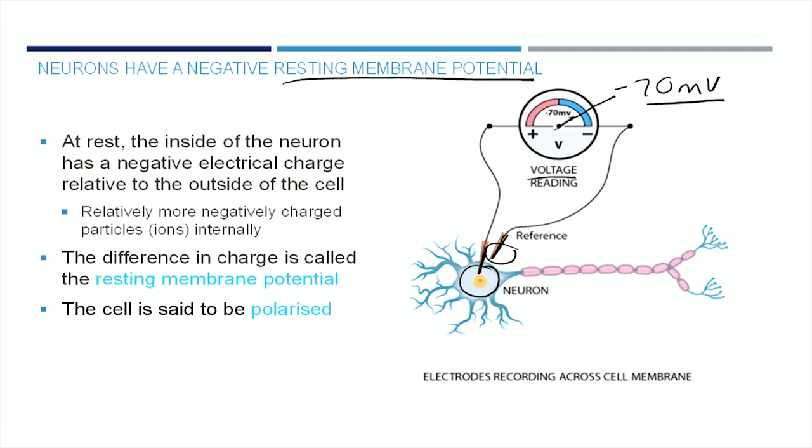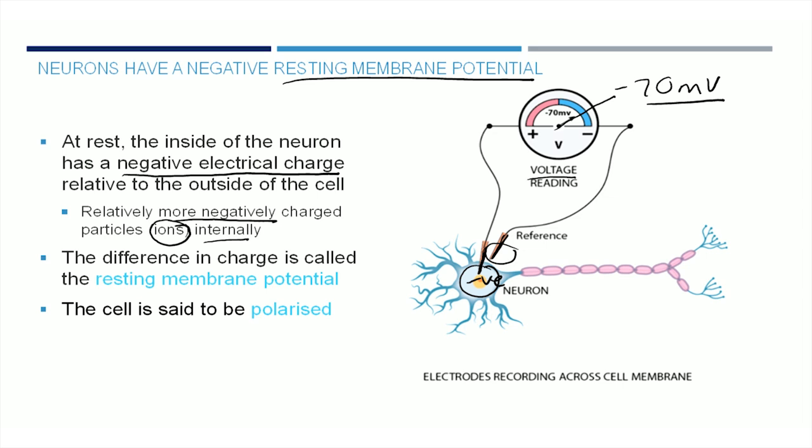Minus 70 millivolts, that basically means that the inside of the cell is negative compared to the outside of the cell. So at rest, the inside of the neuron has a negative electrical charge relative to the outside, and this is because there are more negatively charged particles, or ions. Remember that back from the first couple of weeks of this unit. There are more negatively charged ions on the inside. I'm going to talk about in the next slide how this actually occurs.